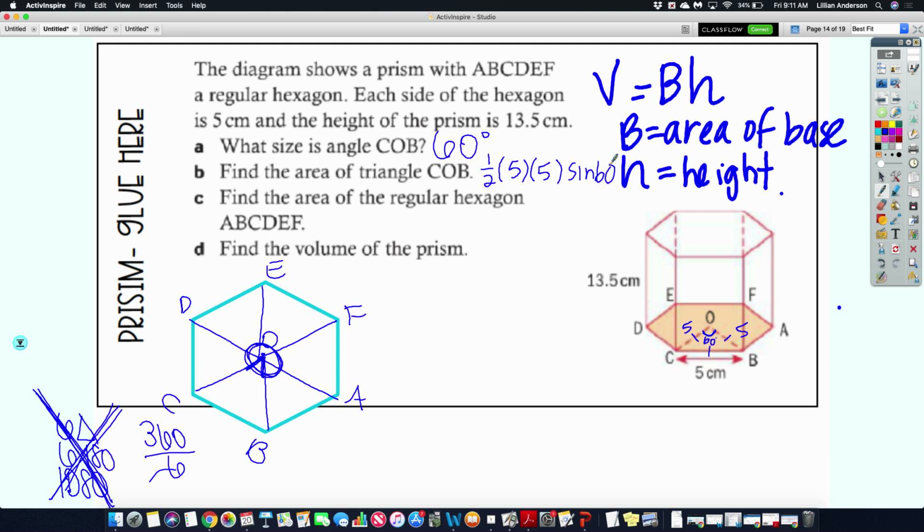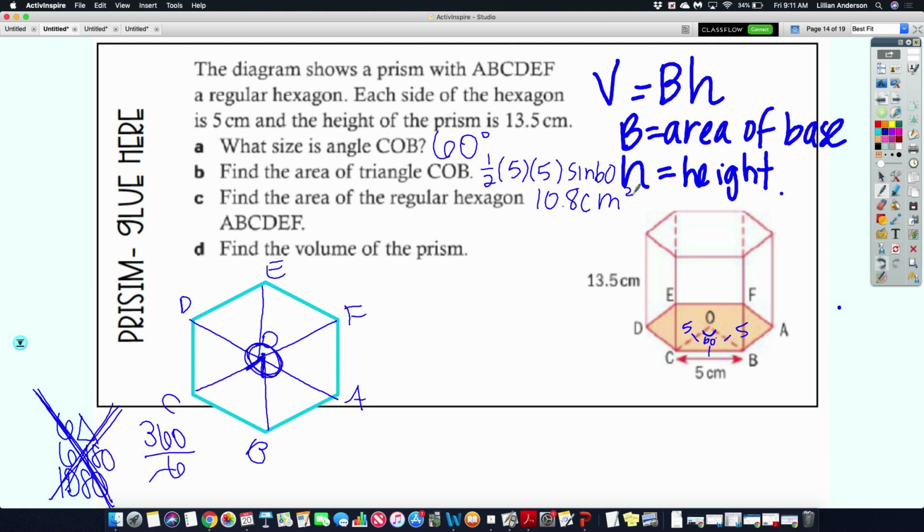What is it? 10.8. It is an 8. Yeah, 10.825. It's a long number. So 3 significant figures, 10.8. And let's not forget our units, so centimeters squared.